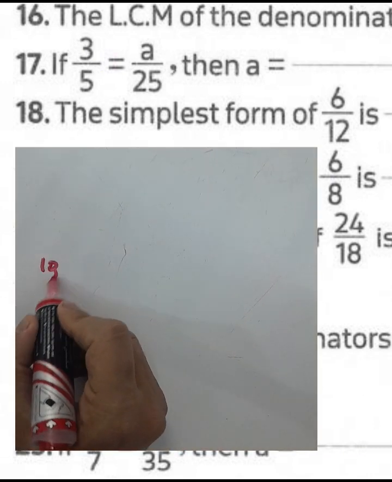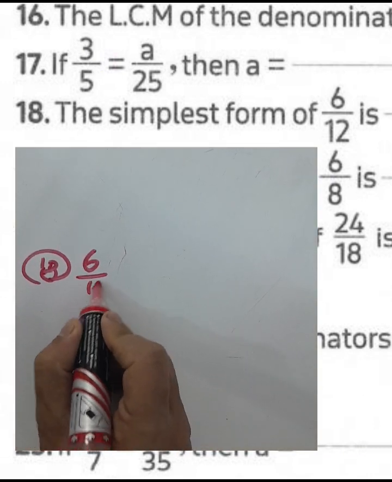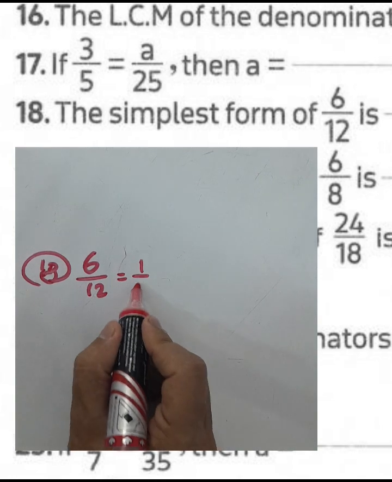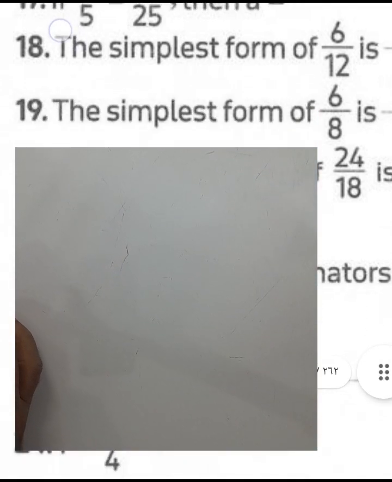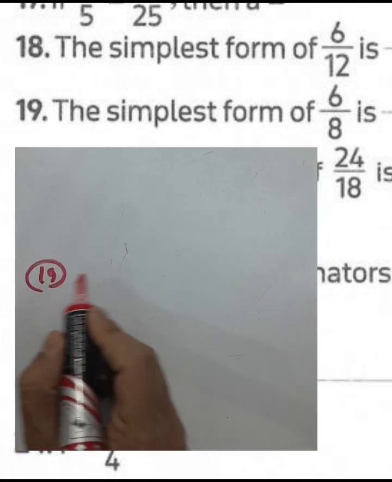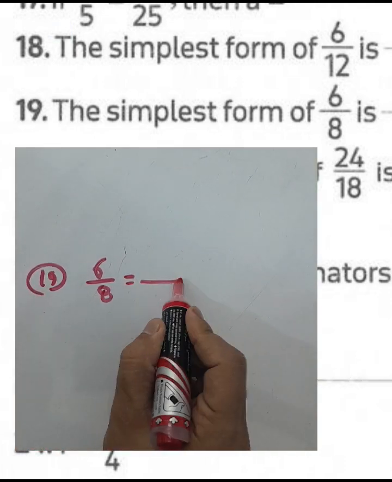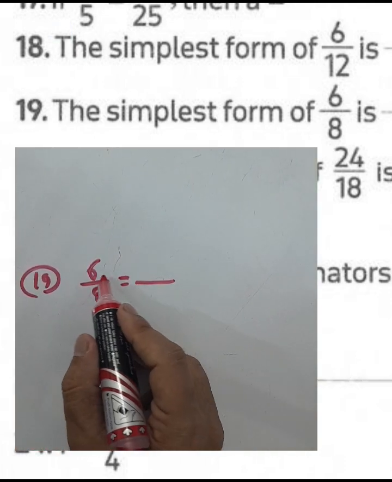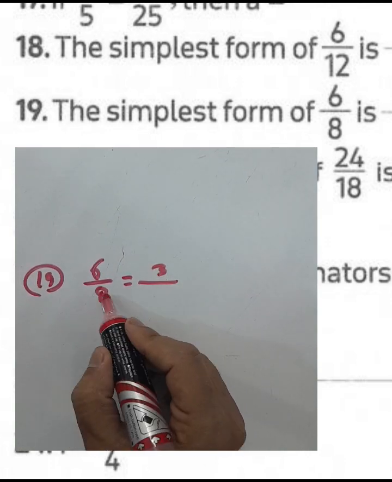Question 18. The simplest form of 6 over 12, what will it be? We know 6 is half of 12, then the result will be 1 over 2. Question 19. The simplest form of 6 over 8. We can divide numerator and denominator by 2. 6 divided by 2 equals 3, and 8 divided by 2 equals 4.